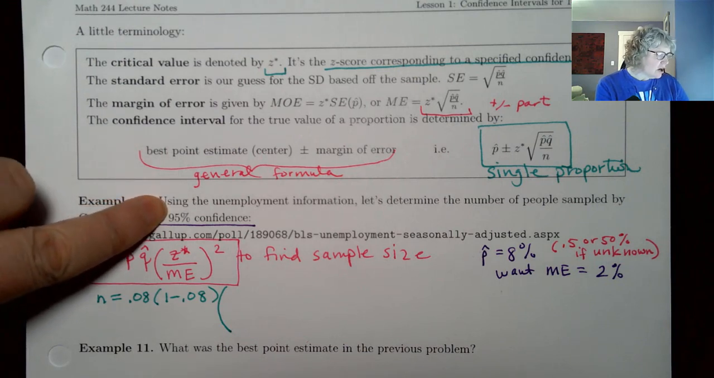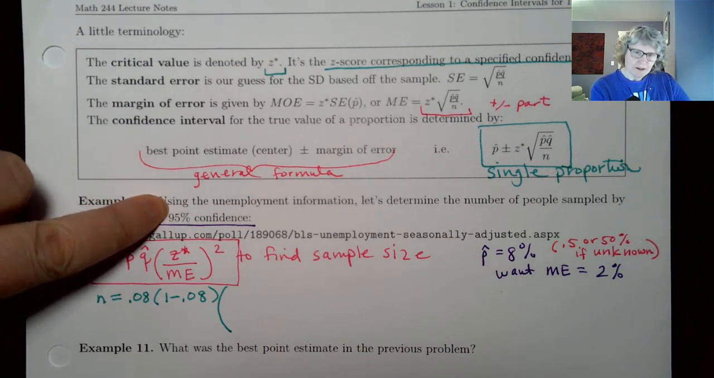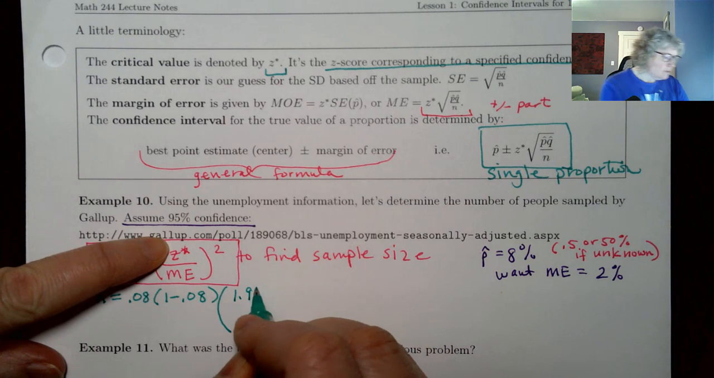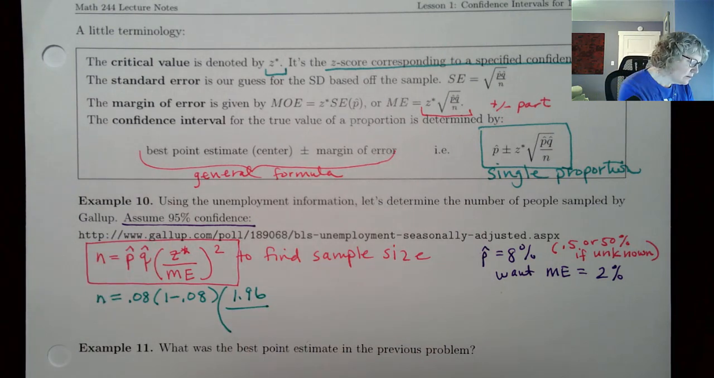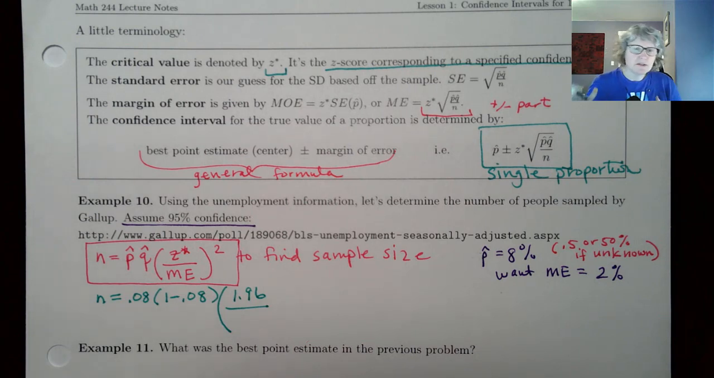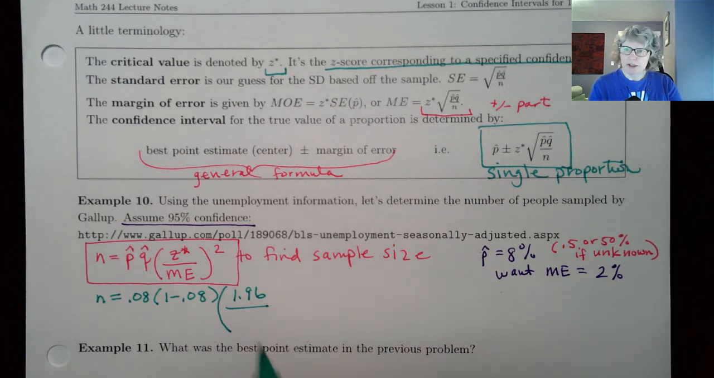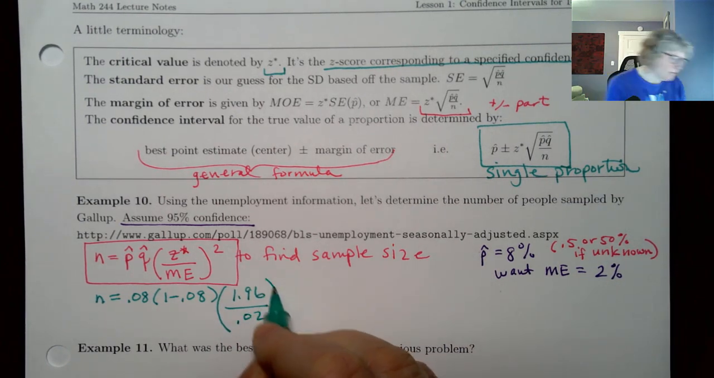Then our z star, I've mentioned it and it's coming up down below. I'll show you how we get that. For 95% confidence, our z star is 1.96. It's close to going out 2 standard deviations, but it's not quite 2. The margin of error is what we're trying to find. We need to put it in decimal form, so 0.02.